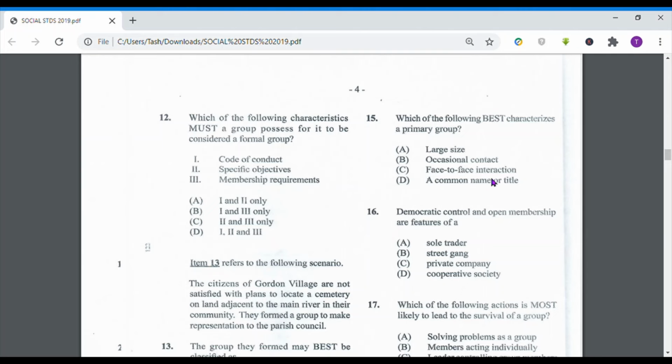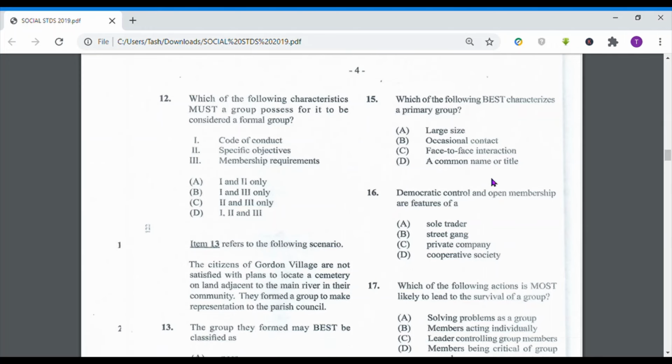Number 16. Democratic control and open membership are features of a sole trader, street gang, private company, or a cooperative society. So this one would have been a cooperative society where you actually have a say in the process and everyone can actually join. So for number 16, that would have been letter D for your answer.